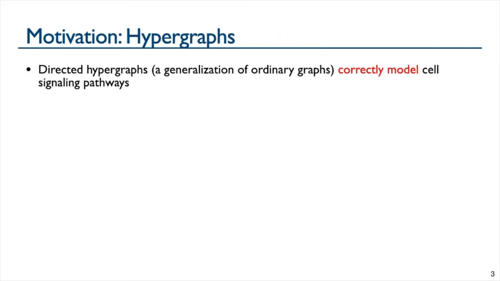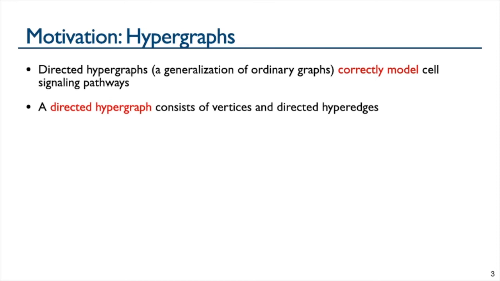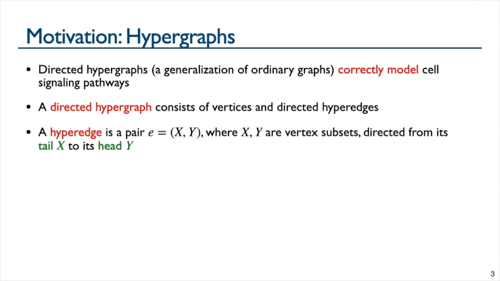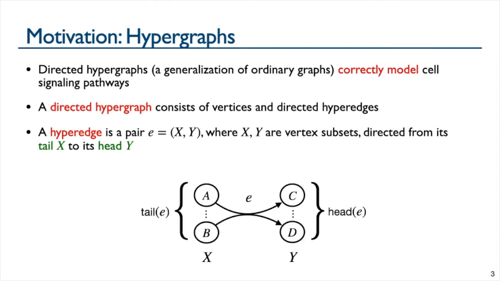We use directed hypergraphs, which are a generalization of ordinary graphs, to correctly model these cell signaling pathways. A directed hypergraph consists of vertices and directed hyperedges, where a hyperedge generalizes an ordinary graph edge and is a pair of vertex subsets X and Y, where now the edge goes from a set of vertices, its tail, to a set of vertices, its head, as shown here in the picture. To traverse this edge E, all of the vertices in the tail must already be reached, and upon traversing the edge, all vertices in the head are reached, like in the reaction I showed on the previous slide.